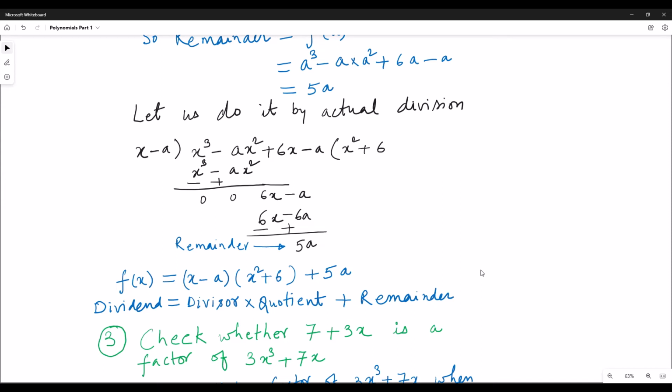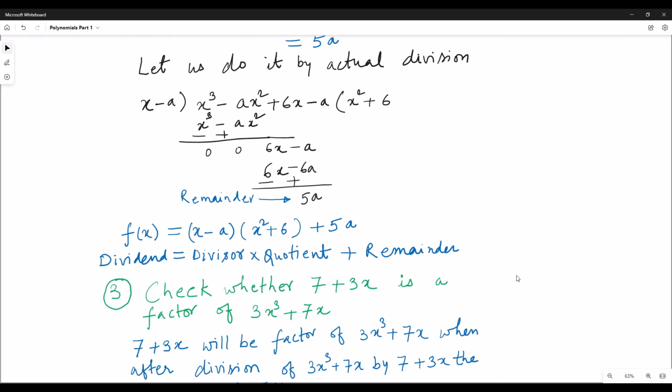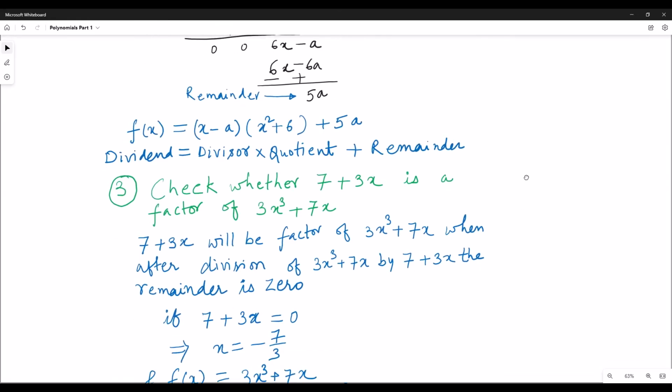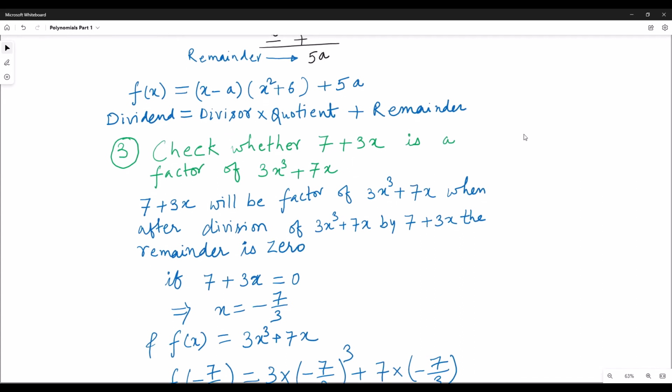Check whether 7 plus 3x is a factor of 3x cube plus 7x. So 7 plus 3x, you have to write as 3 multiplied by (x plus 7 by 3). So you have to divide the polynomial 3x cube plus 7x by this expression. If this is a factor of this polynomial, then for x equals minus 7 by 3, this has to be 0.